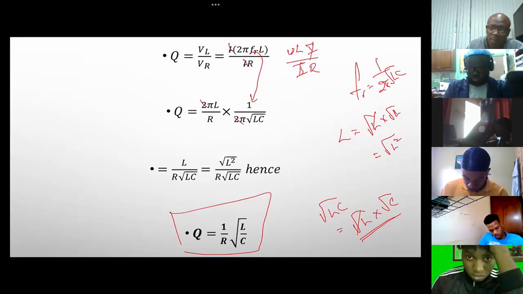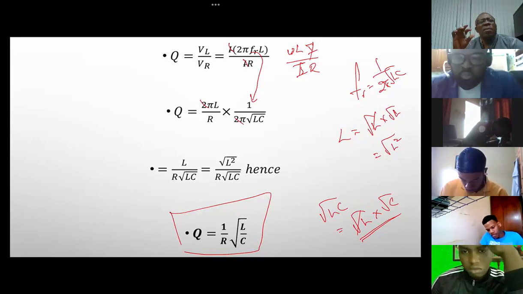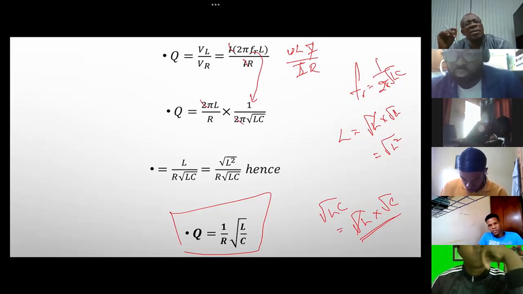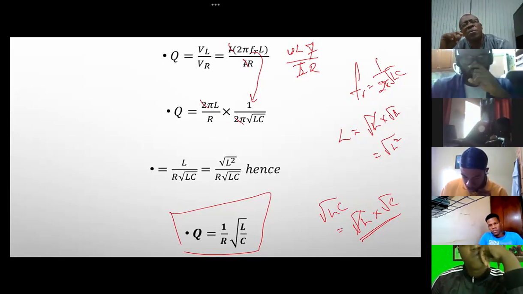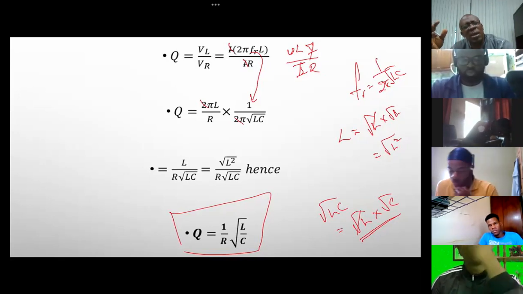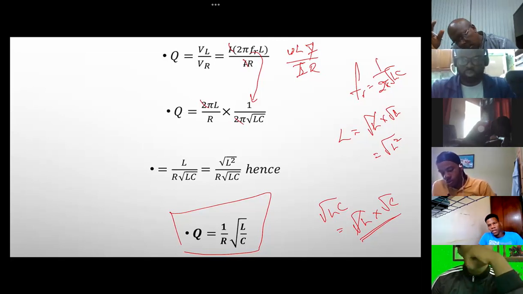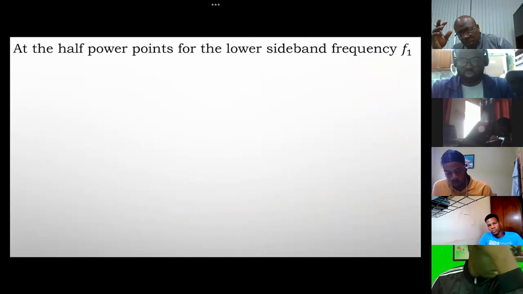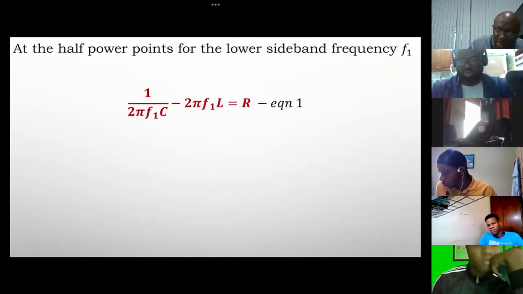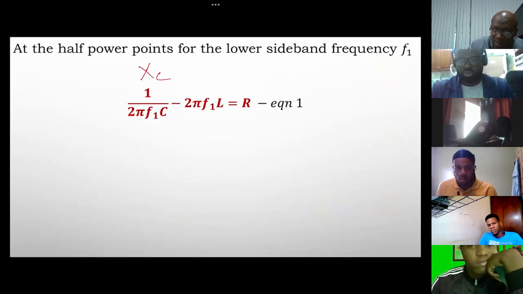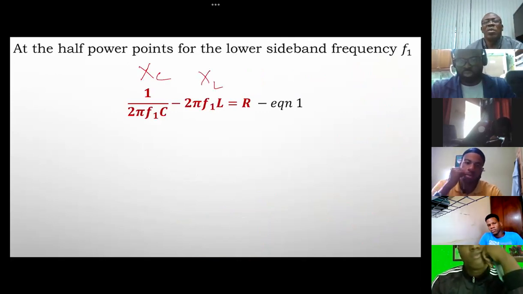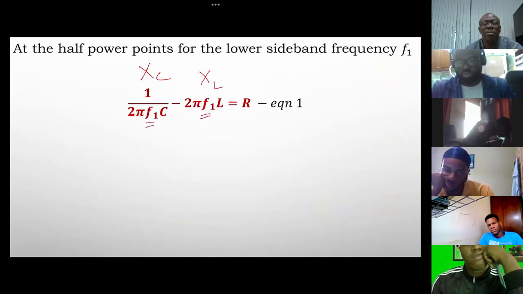All right. Now, remember we said that at F1 and F2, the difference in the reactances will be equal to R. Yes? Let's just take that one step further. This would be XC, and this would be XL, but it's occurring at F1. So that's the lower sideband frequency.